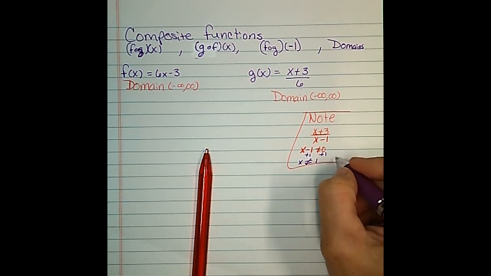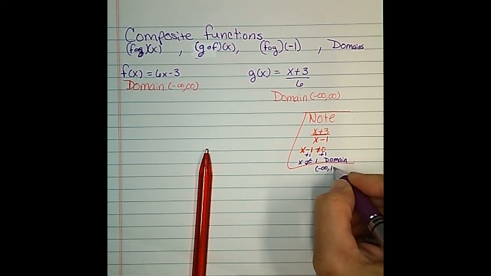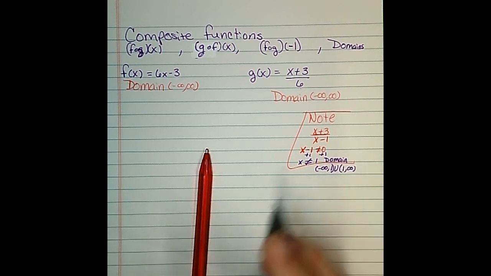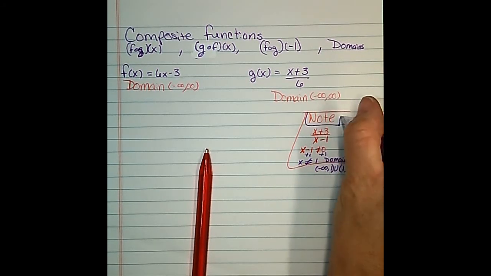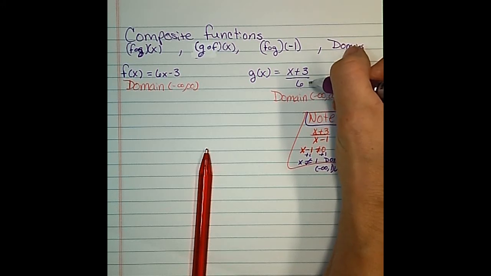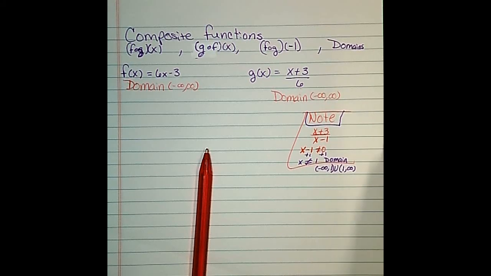So I would set this domain up as negative infinity to 1, parenthesis, and it's going to union 1 to positive infinity, meaning that I can have all numbers smaller than 1 and all numbers bigger than 1 and still come out with a real number. However, I couldn't use 1 because 1 would give me 0 and that's undefined. So this is what I meant by looking at that fraction. And in this case here, this fraction just has this constant number in it. It has no variables. So moving on.